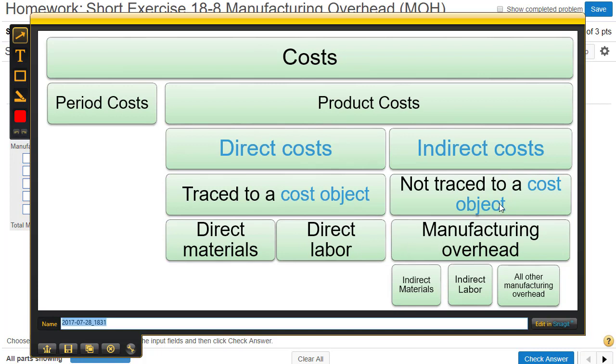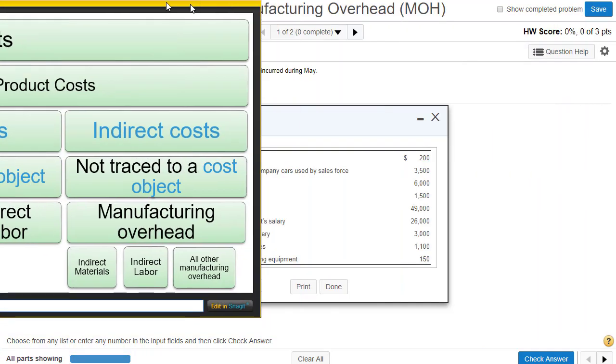And then over here we have indirect costs. These are things that cannot be traced directly to the cost object, which is the product. Either we can't trace them or it's just too expensive to do it. It's not economically feasible, like glue. So that includes indirect materials like glue, indirect labor like the people who sweep the factory, and then all other manufacturing overhead, which includes things like the electric bill for the factory.